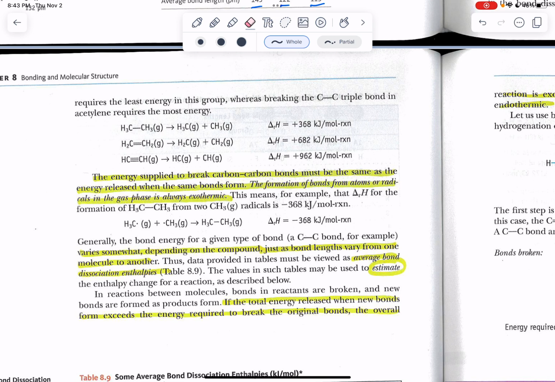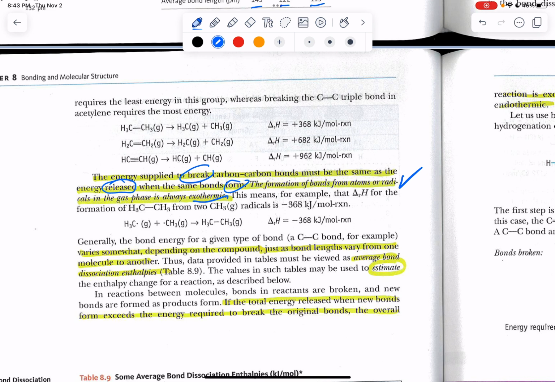So here's something I think I already said. The energy supplied to break a bond should be the same as the energy released when the bonds form. The formation of bonds from atoms or radicals in the gas phase is always exothermic. When you form the bond, it's exothermic. Breaking the bond is going to be endothermic.